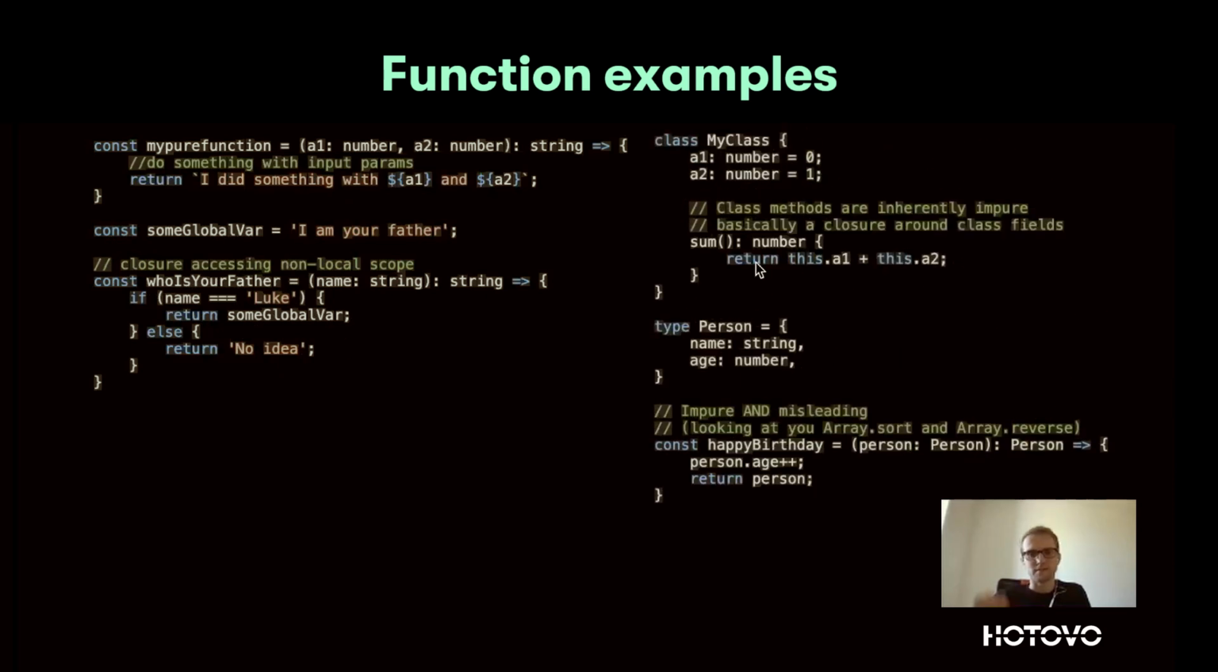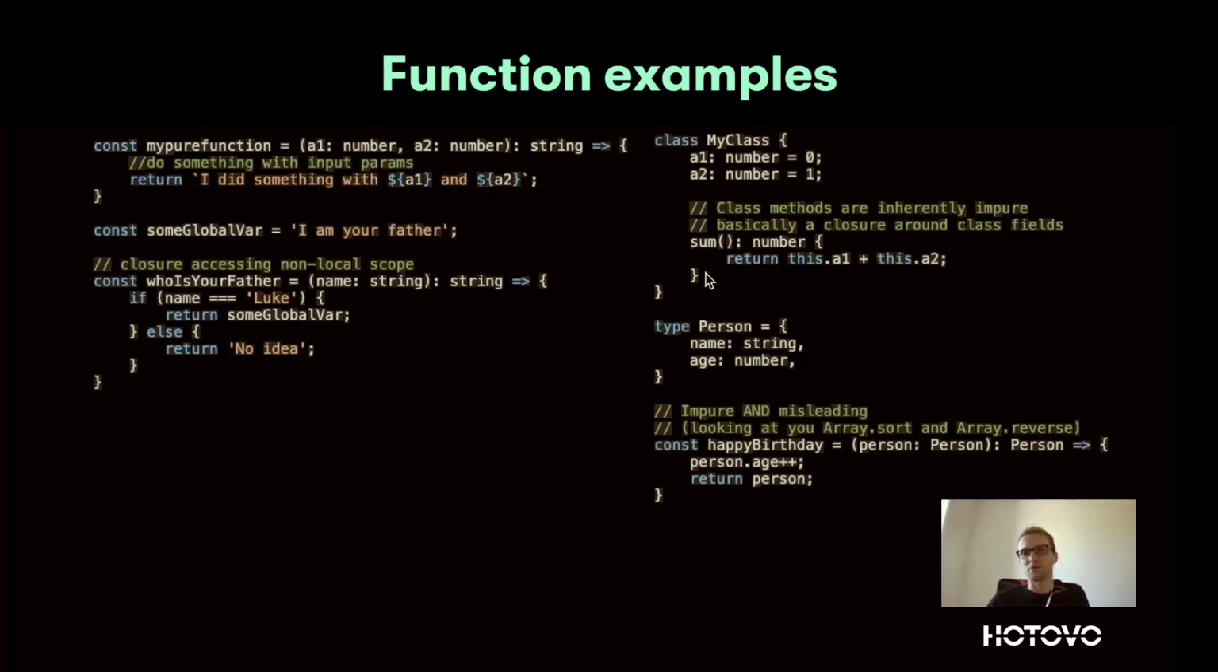Here's a class. Class methods are inherently, by their nature, not pure because they access the internal state of the class. If I call the sum method many times, the result depends on the state of A1 and A2. So I can't use that referentially transparent property to call this as many times as I want and get the same value.